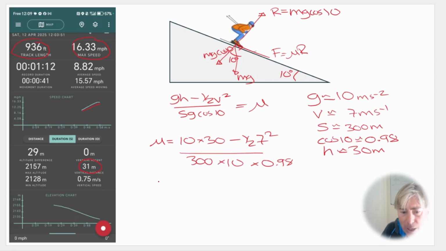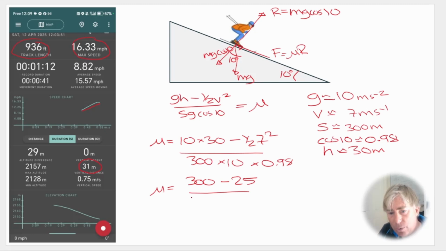So I'm quite literally going to cancel a few things down, so we get 300. I don't like using a calculator, so I don't have to. A half times 7 squared is roughly 25, because 7 squared is 49, half of that is 25. All divided by 3,000, and I'm just going to call this 1, so I'm going to cancel that through. So mu is approximately equal to 300 minus 25 is 275 over 3,000.